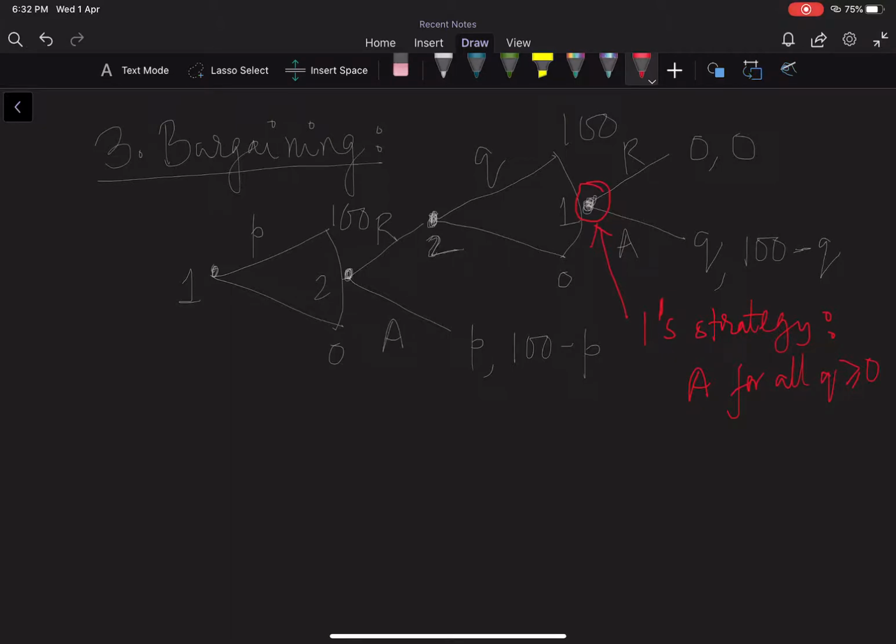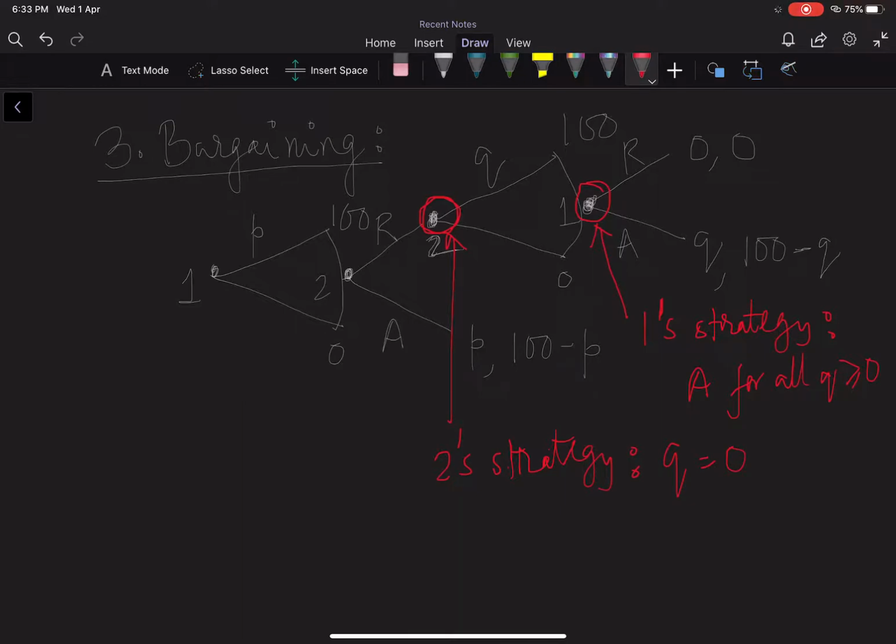Knowing that, what is the best thing for player 2 to do? We are doing backward induction. Knowing that player 1 is going to accept everything, the best thing for player 2 is to keep everything for himself, to offer nothing. So Q equals 0. So 2's strategy is to offer 0, correct? After rejection.